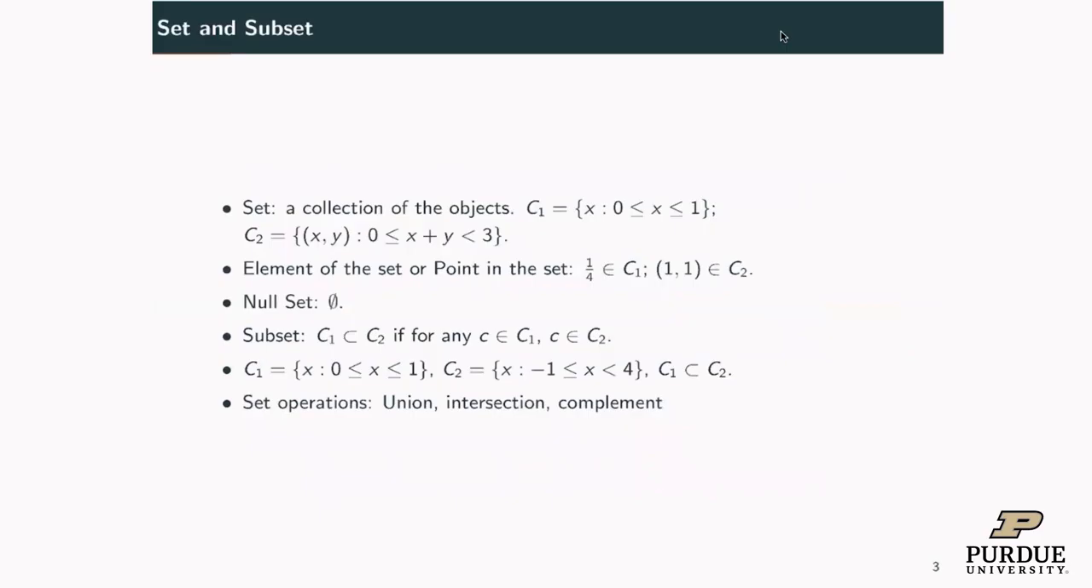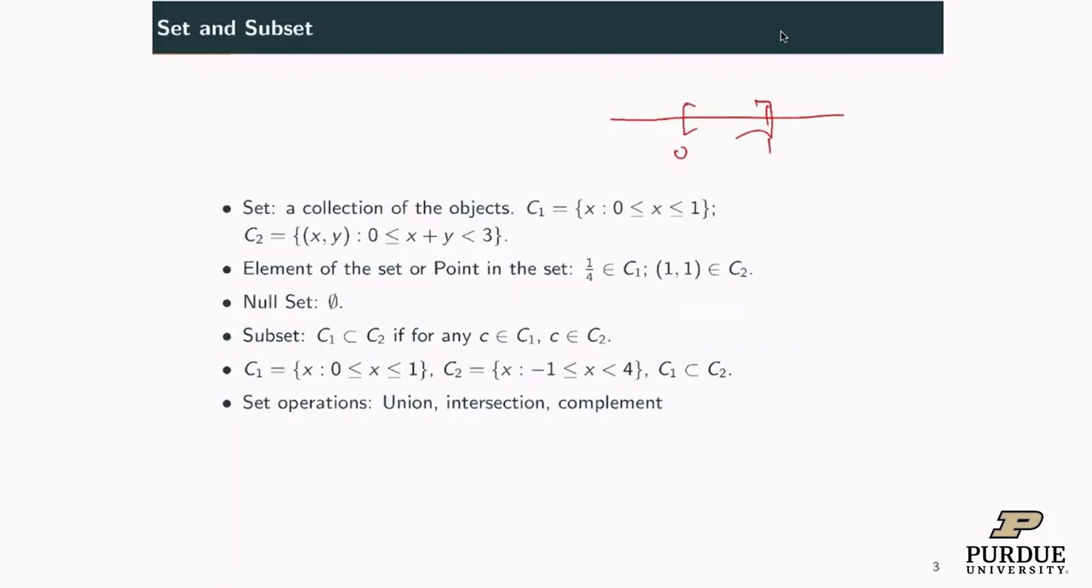To introduce probability, we need to talk about sets. A set is a collection of objects. You put all the elements together, it becomes a set. For example, C1 is X between 0 and 1. That's in one-dimensional space. C1 is an interval from 0 to 1.